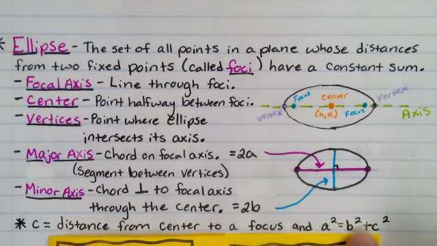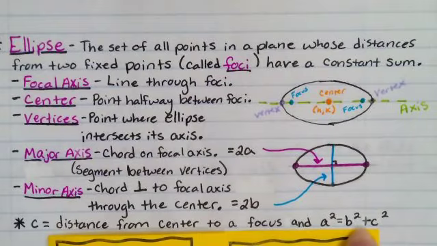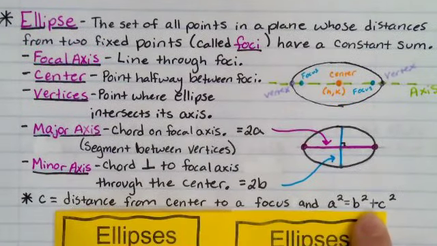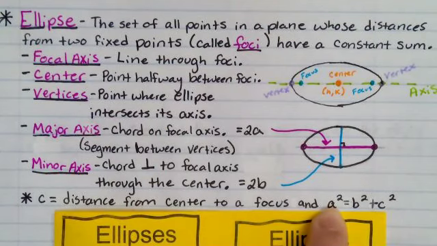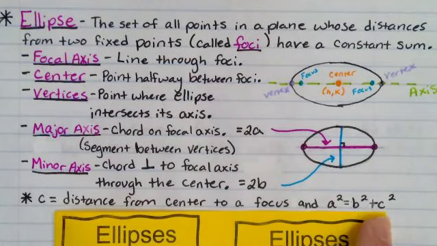This right here comes from the Pythagorean theorem, but I want you to see that it is structured differently than the Pythagorean theorem was structured. Okay, c is talking about the distance from the center to a focus, and we get this relationship that a squared equals b squared plus c squared.